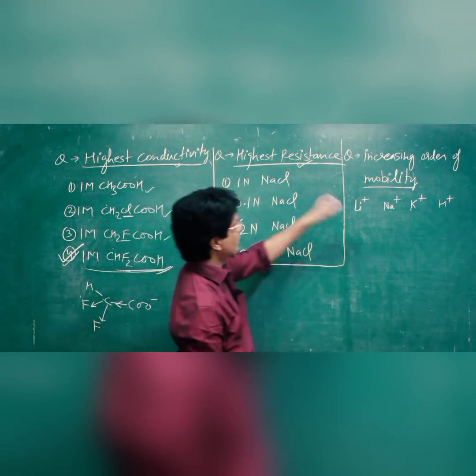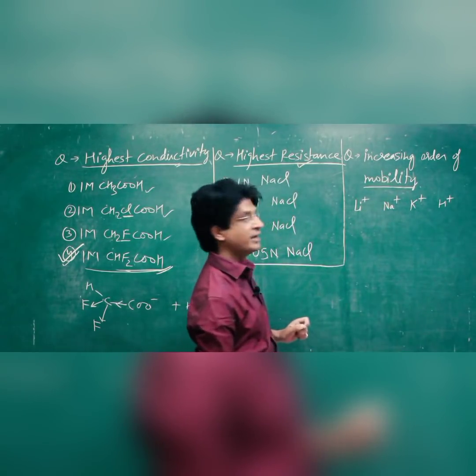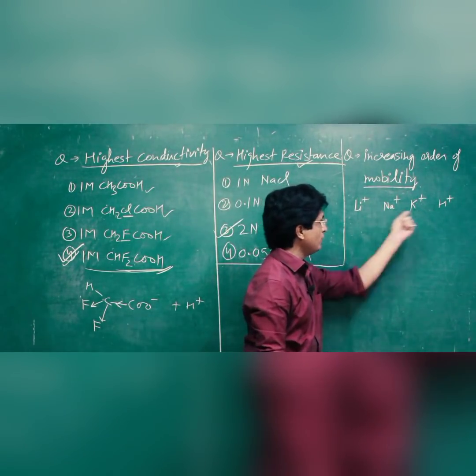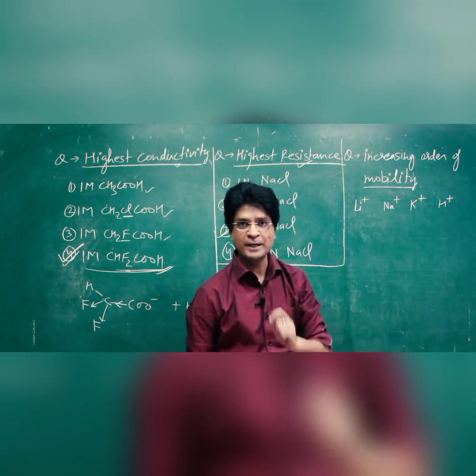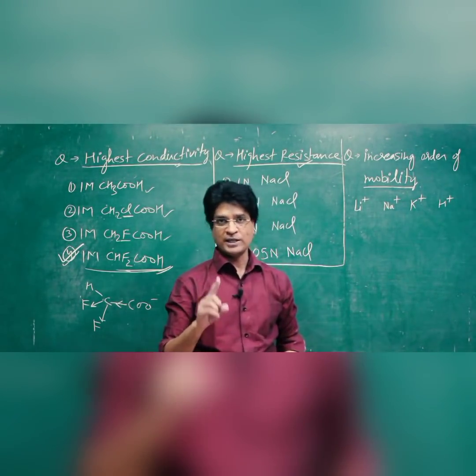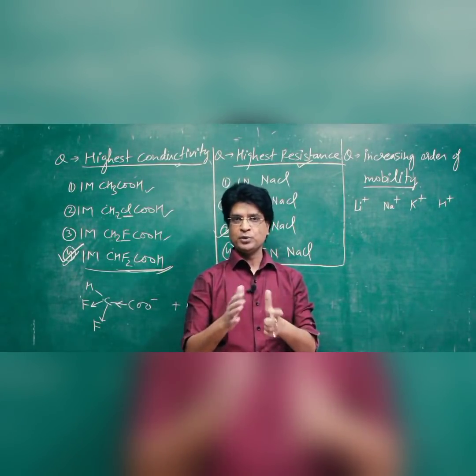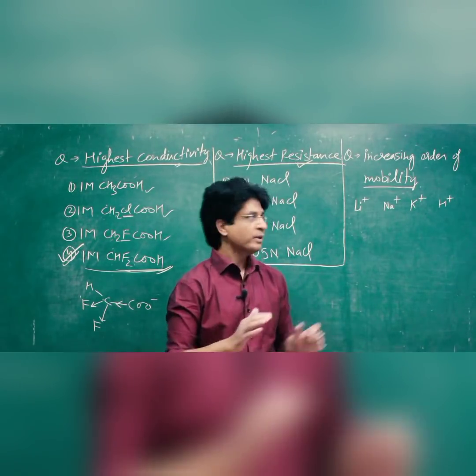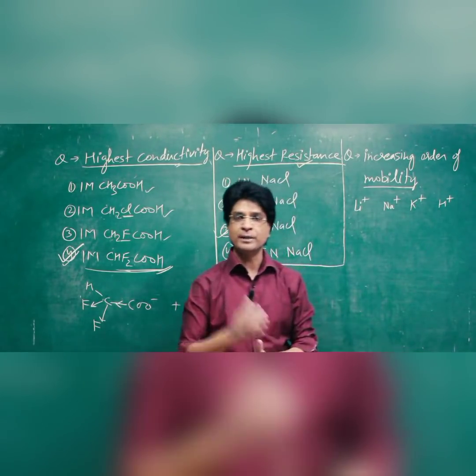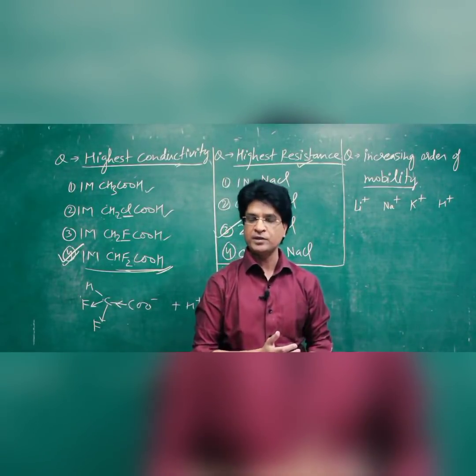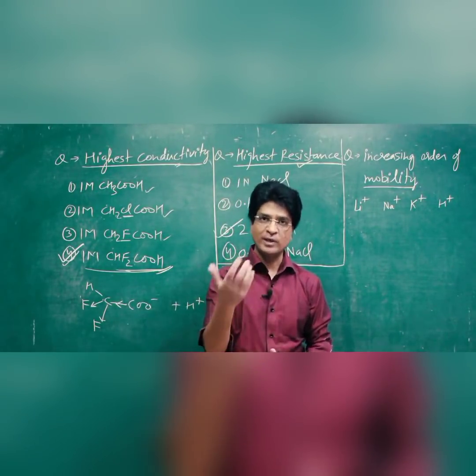Okay. Now come over here. Increasing order of the mobility of these ions. To solve this question, first we need to understand that hydrogen ions, H plus ions, are the fastest travelers in water. So they will be moving fastest because they have a different mechanism of movement. They move via Grotthuss mechanism. Second fastest is OH minus ion.